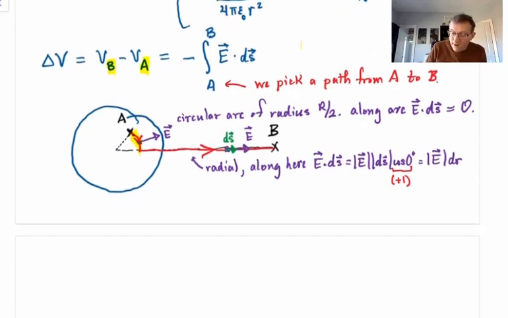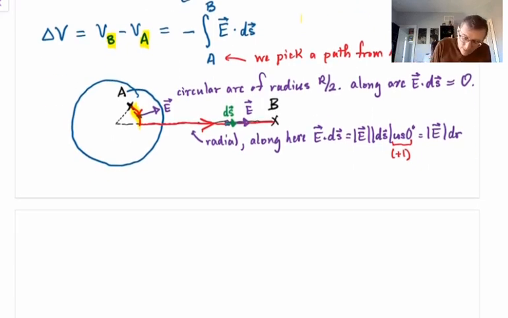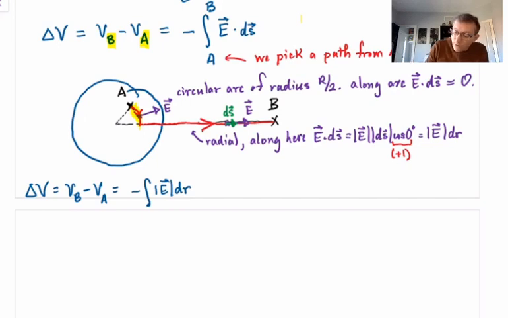So now with all that in mind, for the path that we've chosen, we can go about calculating delta V between points A and B. That's going to be minus the integral of magnitude E dr. And where do I start? I start right here, because the circular arc gives me nothing, and I end at point B. But I'm integrating in terms of a little radial distance dr, so the limits have to be the radial values, radial distances, from the center.